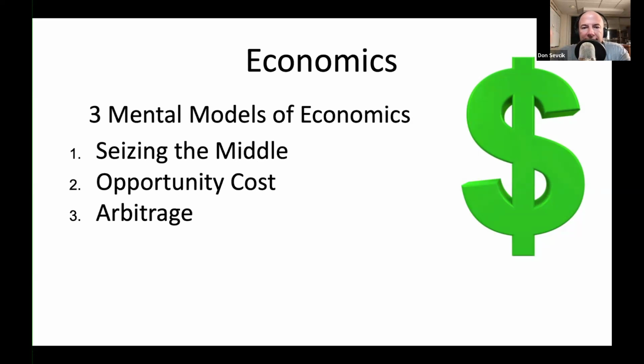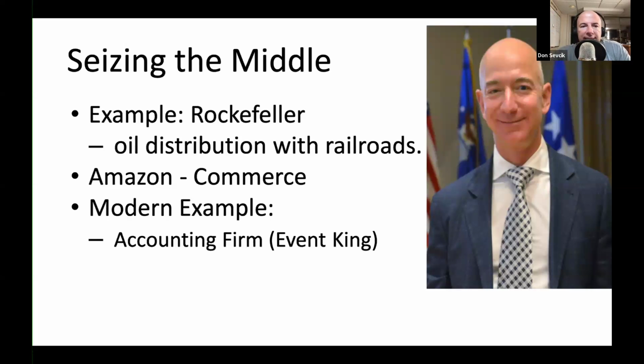Now, we're going to cover three types of mental models today. There's going to be economics, numeracy, and we're also going to cover systems. But I want to start with economics because this is something that affects us all. Now, the three mental models I want to cover today in economics are something called seizing the middle, opportunity cost, and arbitrage. Now let's talk about seizing the middle.